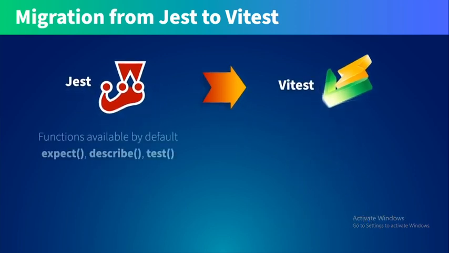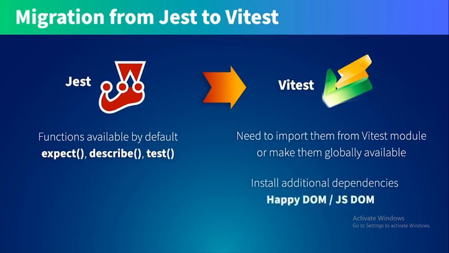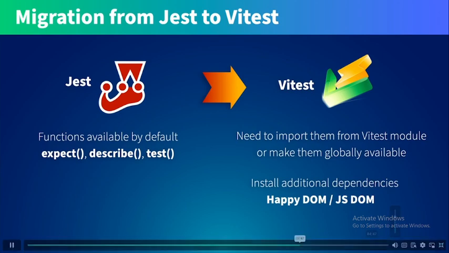In Jest, functions like expect, describe, and test are usually available by default and don't need to be imported explicitly. Vitest, on the other hand, does not have these available by default, and so we can either import them from the Vitest module or we can configure Vitest to make them globally available just like we did earlier. You also need to install any additional dependencies required for Vitest, such as HappyDOM or JSDOM for our browser environment, and V8 or Istanbul for code coverage.